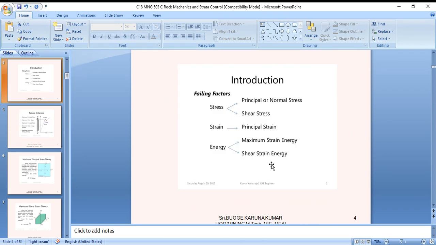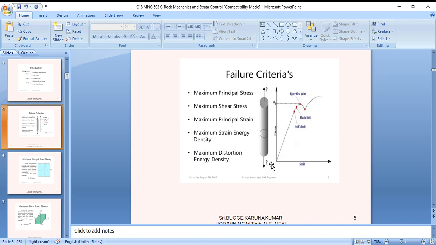The failing factors are generally stress, strain, and energy. These three are very important as far as failure of rock is concerned. Particularly the principal stress or normal stresses, these two are very important for the failure calculation. The shear stress is also very important, and principal strain is also one of the factors, and energy, that is the maximum strain energy. Shear strain energy is also one of the categories of the failure factors.